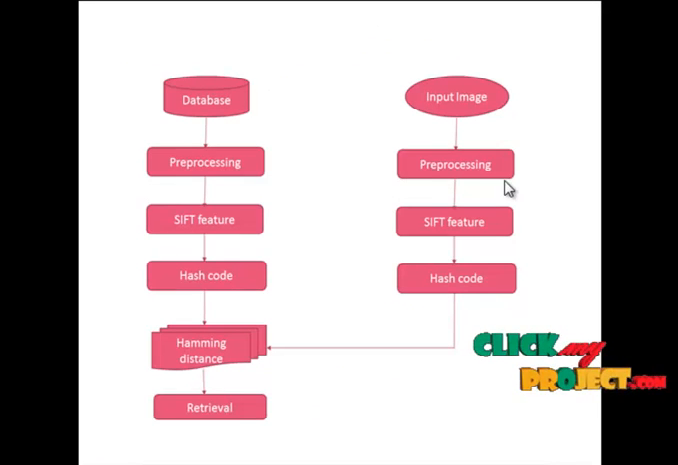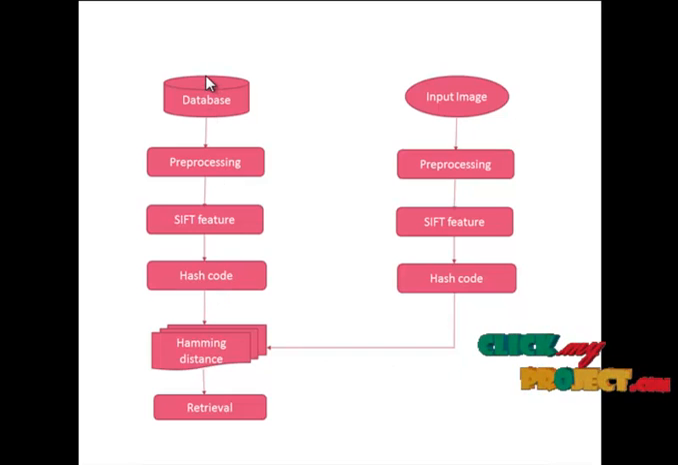This is the flow of our process. Here we have two stages. The first one is the training stage and the second one is the testing stage. In the training stage, we have to train on the whole database images. From the trained features, the testing features will be retrieved.